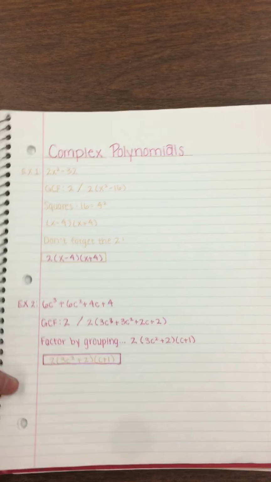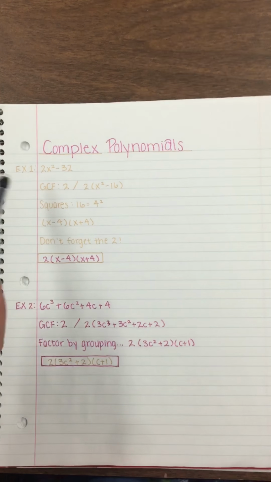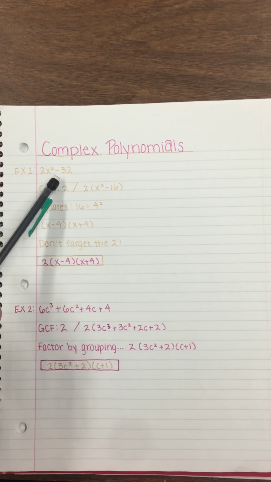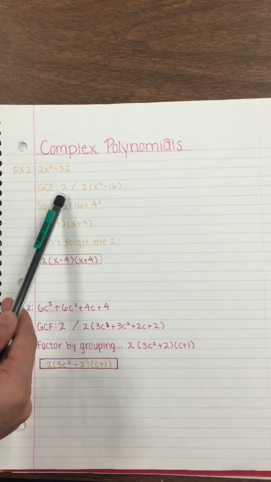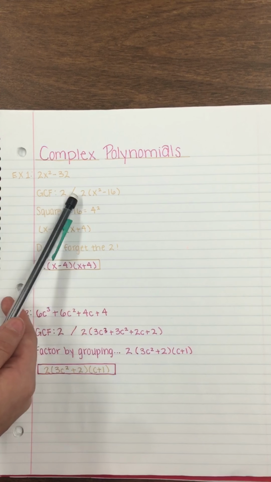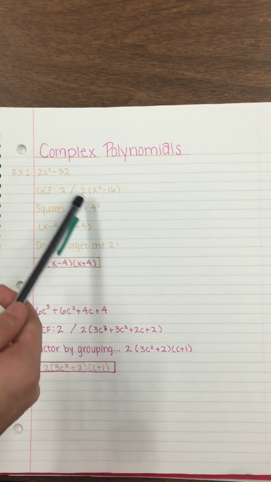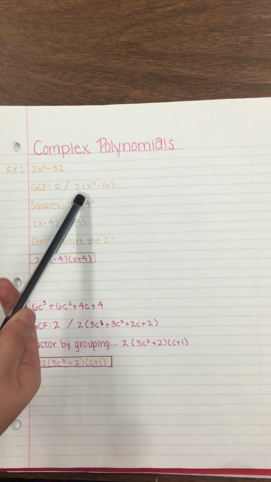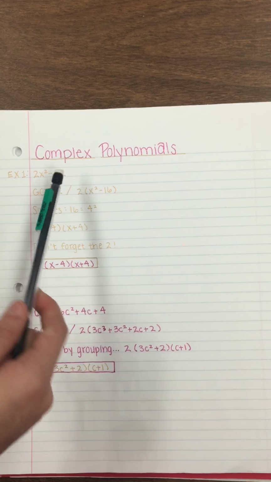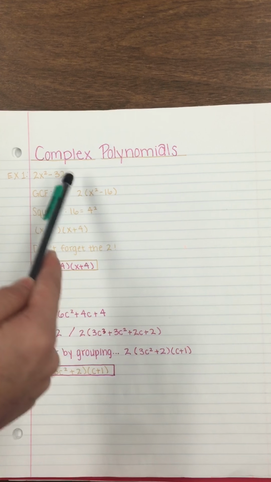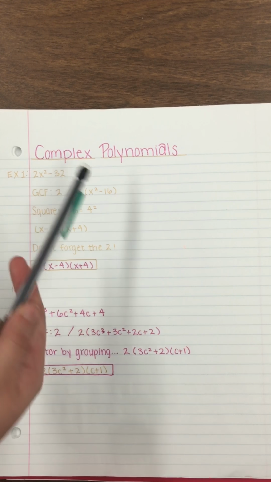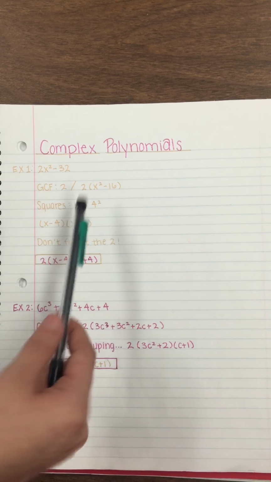And then these are some complex polynomials. Our first example is 2x to the second minus 32. The GCF is 2 because 2 goes into 2 once, so it would be x to the second, and then 2 goes into 32 sixteen times. So that's how they're both divisible by 2.